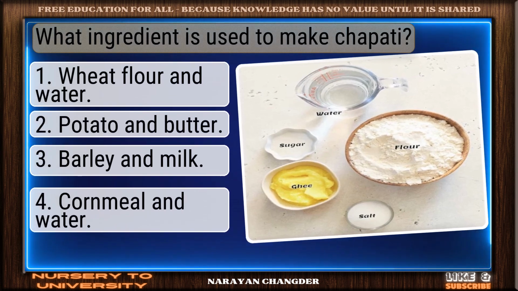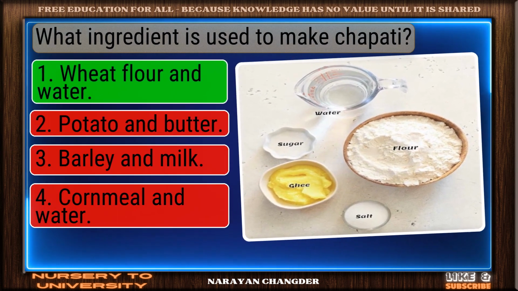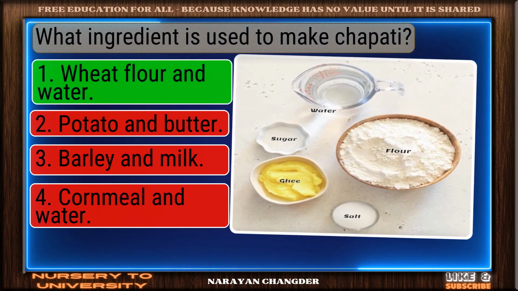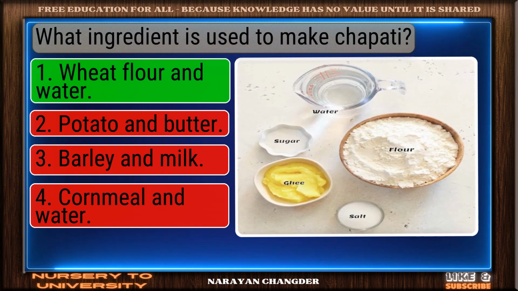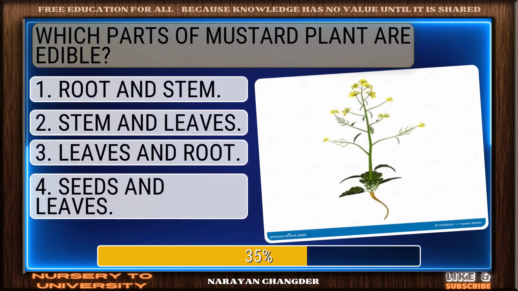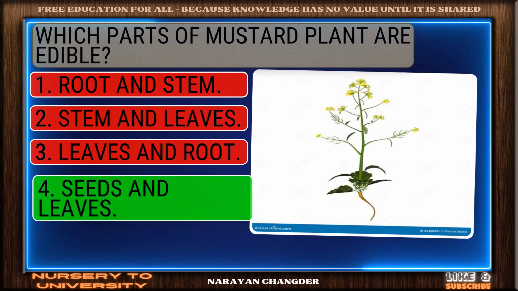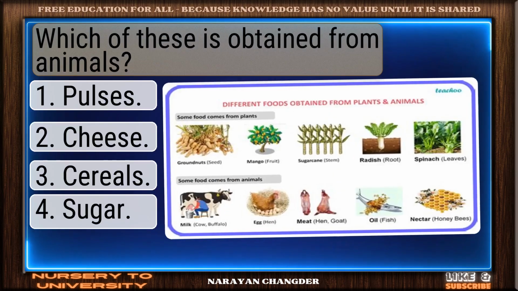What ingredient is used to make chapati? Excellent choice. Wheat flour and water is the right answer. Which parts of mustard plant are edible? Well done. Seeds and leaves is the right choice.